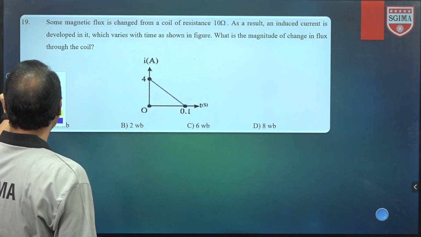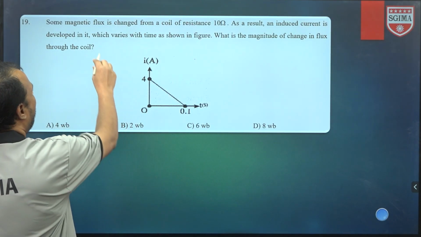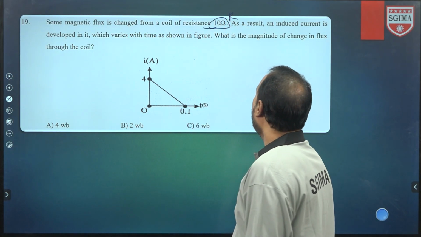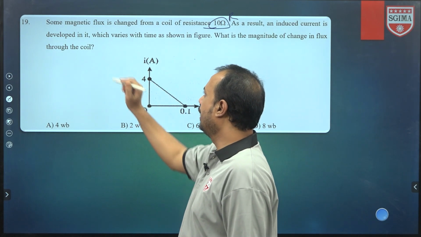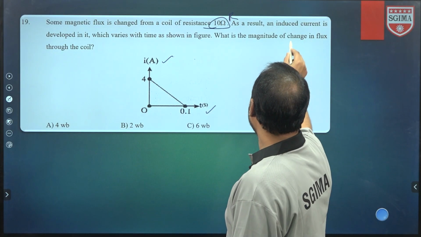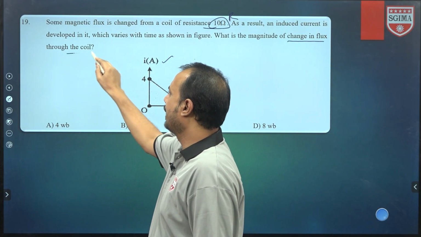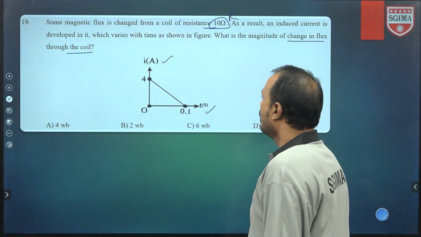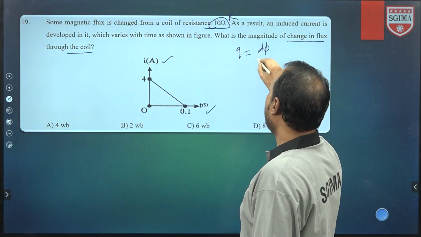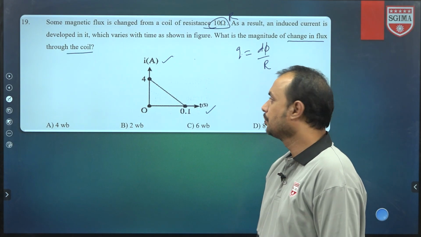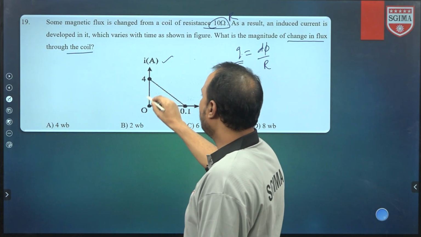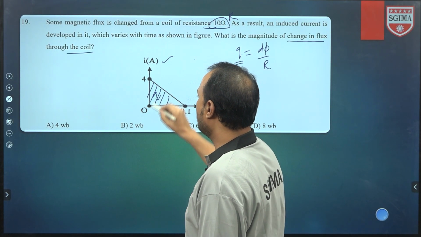Next, question number 19. It is given that some magnetic flux is changed in a coil of resistance mentioned. As a result, induced current is developed in it. Given the graph of current versus time, they are asking the magnetic flux in the coil. So first we need to find the charge, since charge is equal to magnetic flux by resistance. How to calculate it? Take the area of this graph, which represents the induced charge.